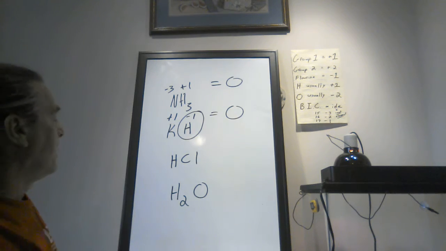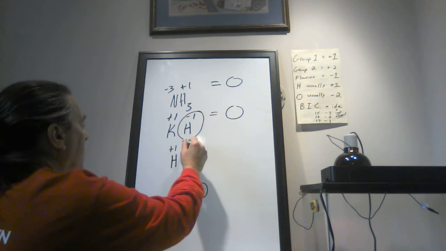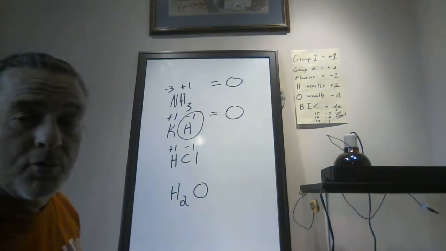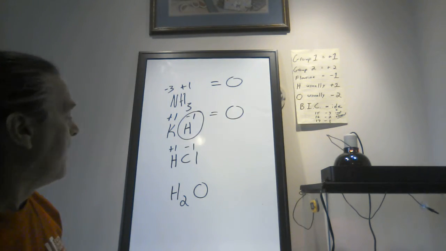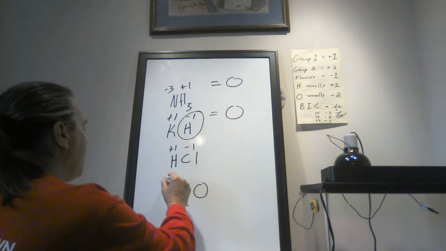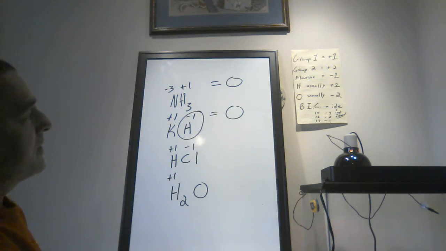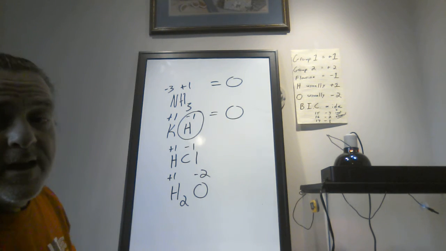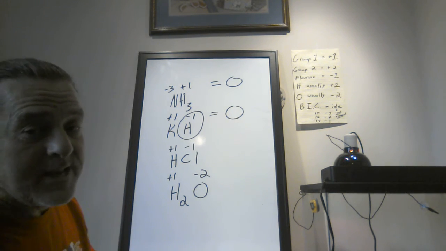In HCl, right, H is positive 1, Cl is negative 1. It actually follows the binary rule. Group 17 is negative 1. And for water, plus 1 for hydrogen, because hydrogen comes before oxygen. And then oxygen does turn out to be a negative 2, as it normally is, but doesn't have to be.